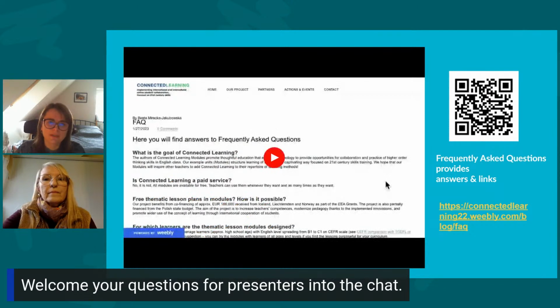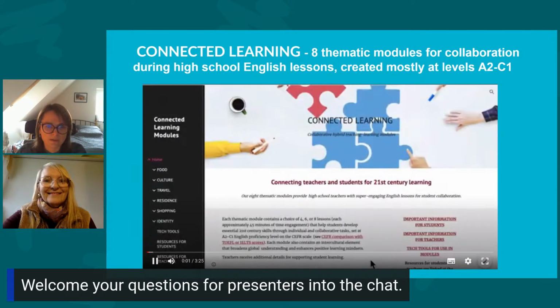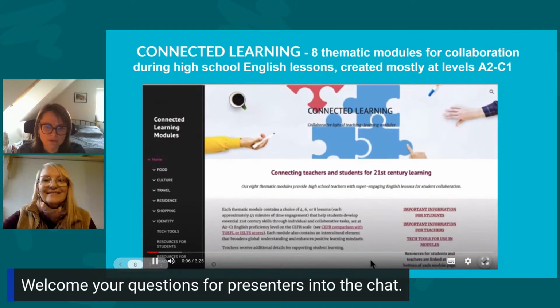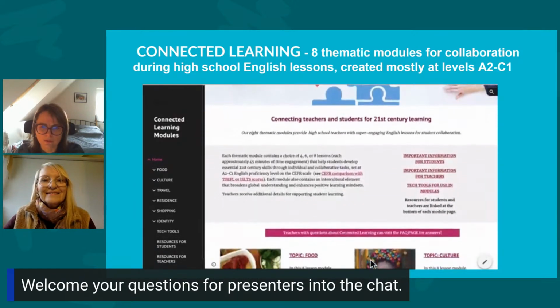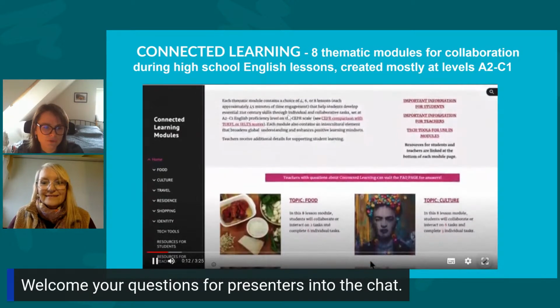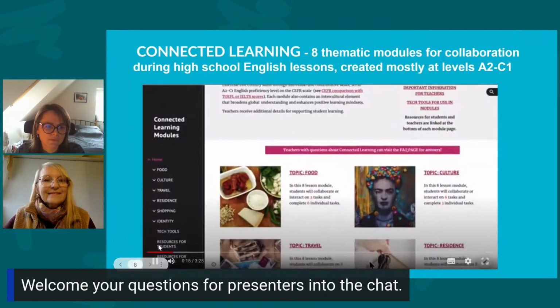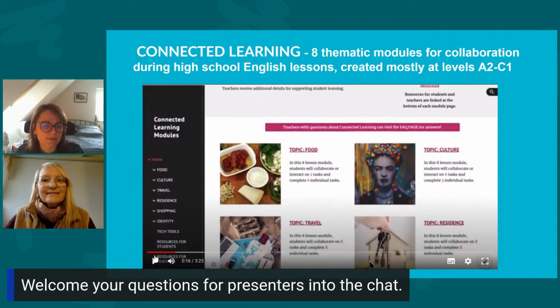And now let me take you on a short virtual tour of our collaborative modules, which are like the heart of this project, of course. So here is the homepage. On the right, you can see the general information. If you click, you can go to the important information for students, for teachers, and this information focuses mainly on how do you set up and what are the goals of the modules. And then there was a short bit about the tech tools, but I'm going to go back to it later on. And now you can see the actual modules appearing.